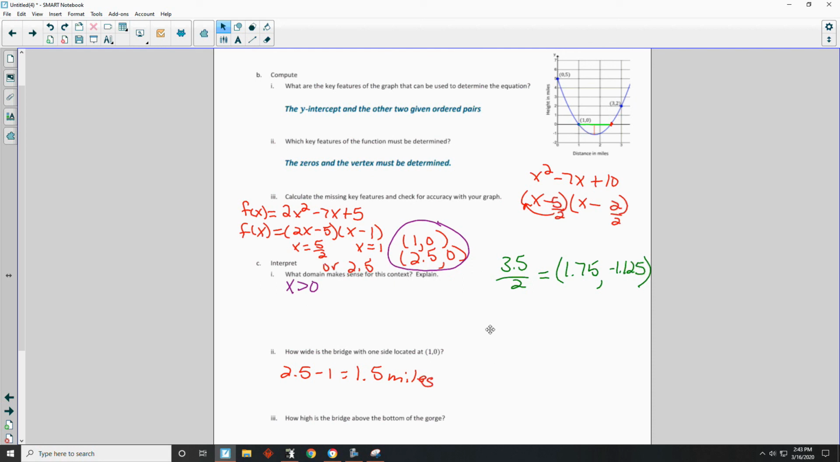Then it says, how high is the bridge above the bottom of the gorge? The minimum value of the function represents the lowest point. Since the height shown on the graph is relative to the location of the bridge, this bridge would be 1.125 miles above the bottom of the gorge. It's the y-coordinate of the minimum point, or our vertex. Okay, so it's the y value right here. So it's 1.125 miles. Don't put a negative here. That just means below. The ground is 1.125 miles below the bridge.